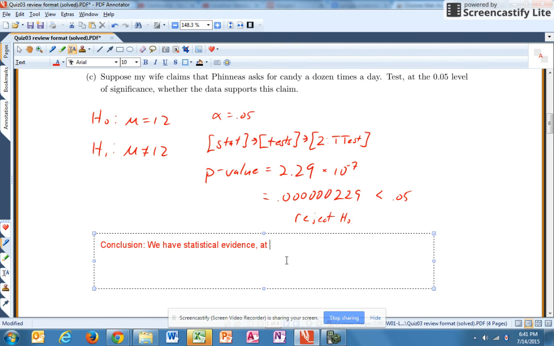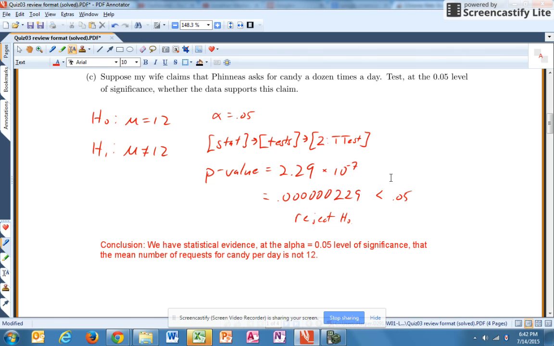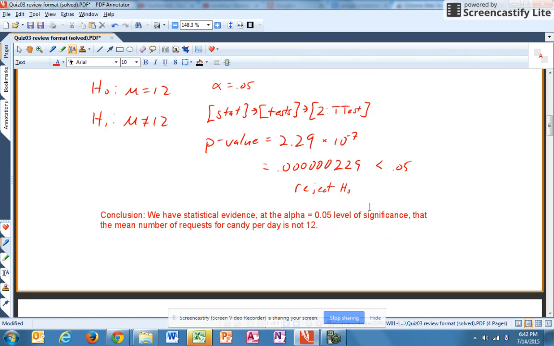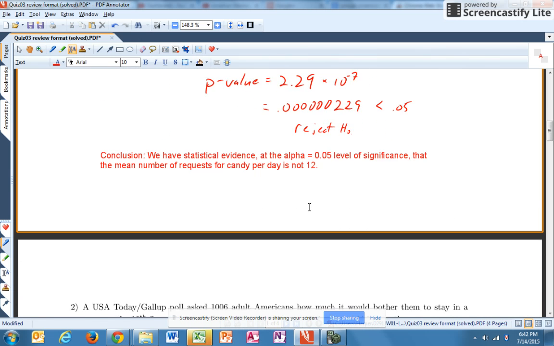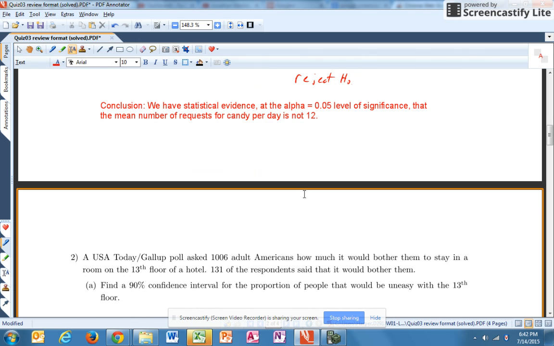So we have statistical evidence at the alpha equals 0.05 level of significance, that the mean number of requests for candy is not 12. Okay. So our conclusion has to relate back to the problem. It can't just be a reject or do not reject. It has to be something that makes sense.